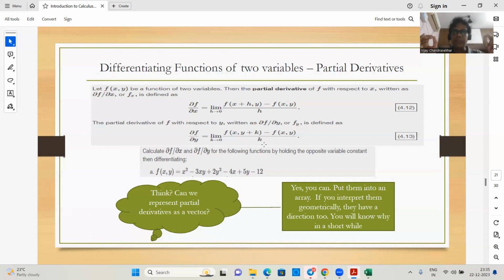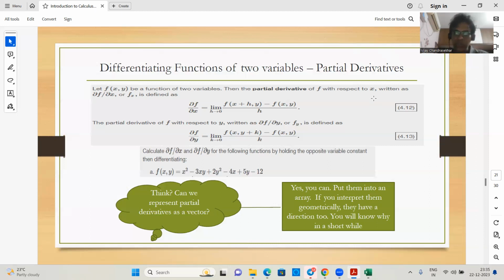Now this principle we can comfortably use when we are calculating partial derivatives. Remember, when you're calculating with respect to x, you treat y as a constant. When you're calculating a partial derivative with respect to y, you keep x as a constant. So just remember your basic univariate calculus. Apply the same principles, it will work.